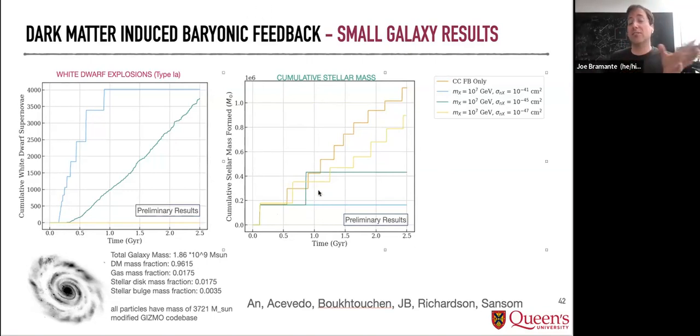What we're finding is that you can actually quench star formation, that you can actually inject so much energy that you actually form fewer stars than you would without these sort of dark matter induced supernovae.